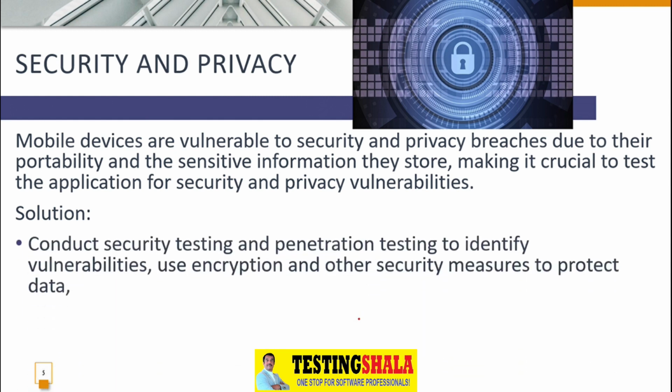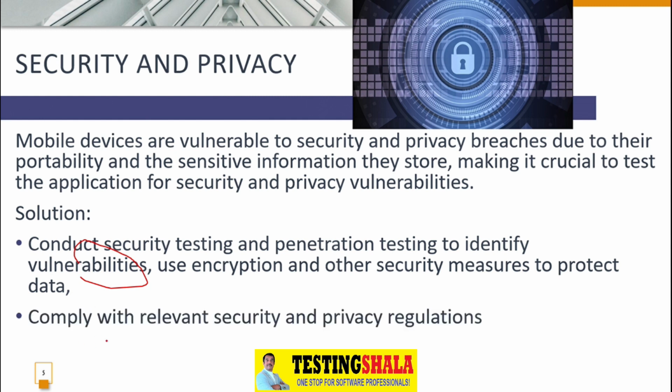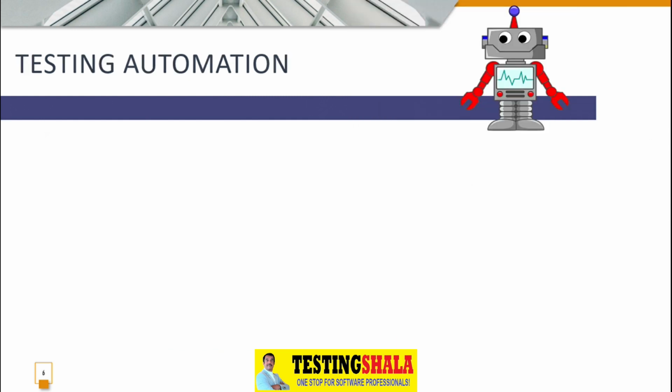Then how can we get rid of this challenge, or how can we get the solution? We should conduct thorough security testing plus penetration testing to identify various device vulnerabilities, or use encryption and other security measures to protect the data. We should also look into that. And we should also comply with various security and privacy regulations across different countries. If we adhere to these regulations, definitely we can get rid of these security and privacy challenges.